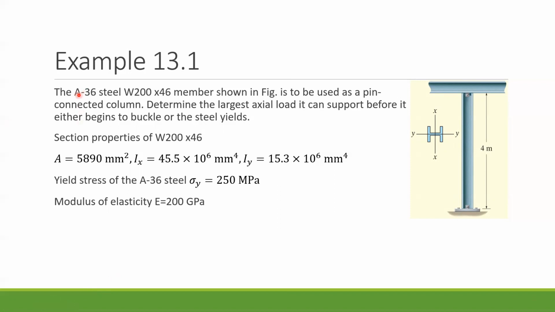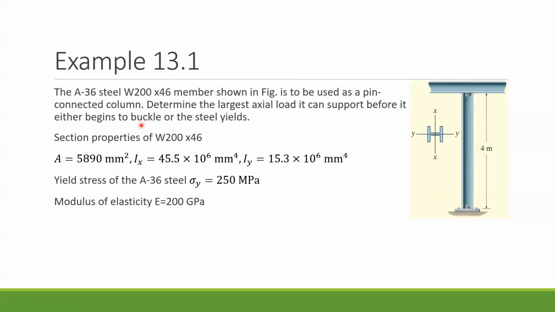Some steel grade is given, and also a structural W shape is given on the figure, and the figure shows the bolt and the pin. So this is the ideal column, and we determine the largest axial load it can support before it begins to buckle or yield. So we compare the critical force for buckling and yield. Which one is the critical? I think the critical one is the smallest one.